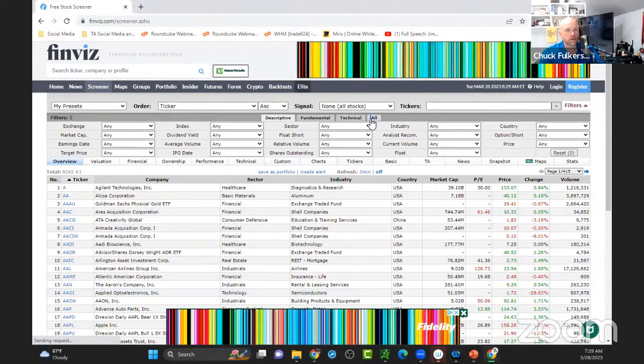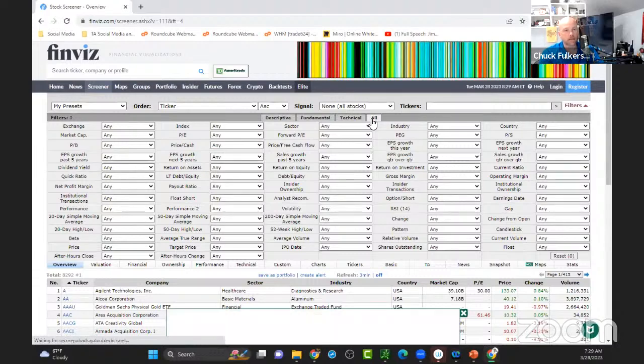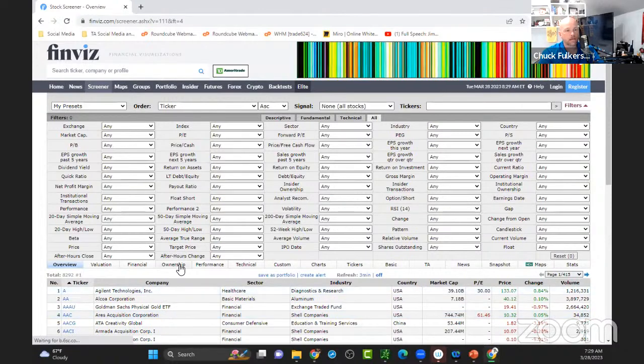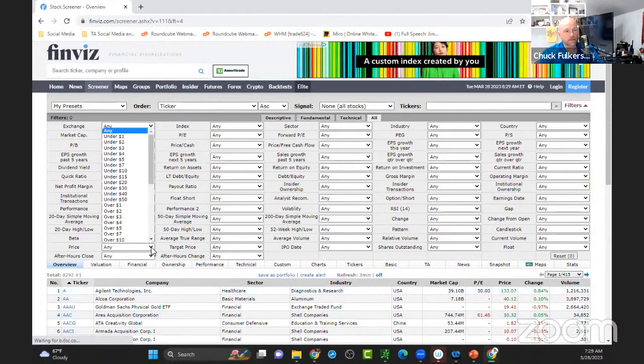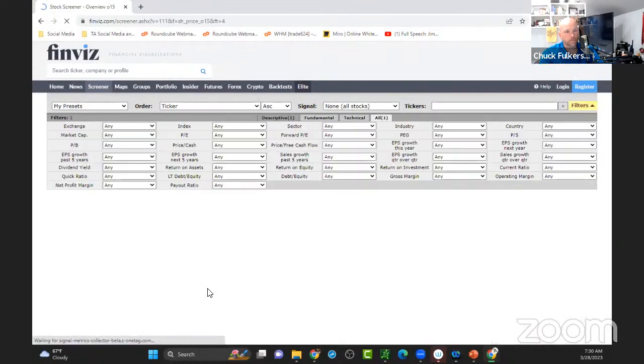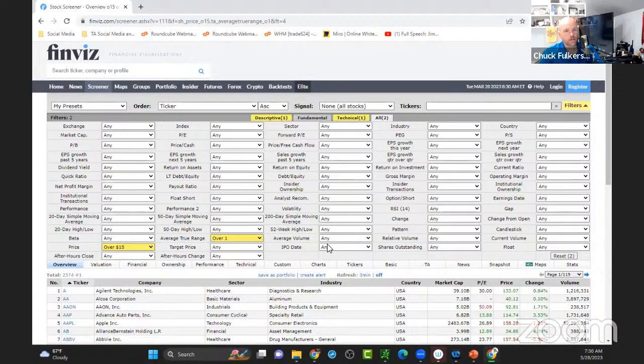So another thing that I could do, and this is very simple, I really like FinViz's screening capabilities, is I can go in and I can look at stocks that have a price over 15. I want stocks with an average true range of over 1. I want stocks with an average volume of over 800K.